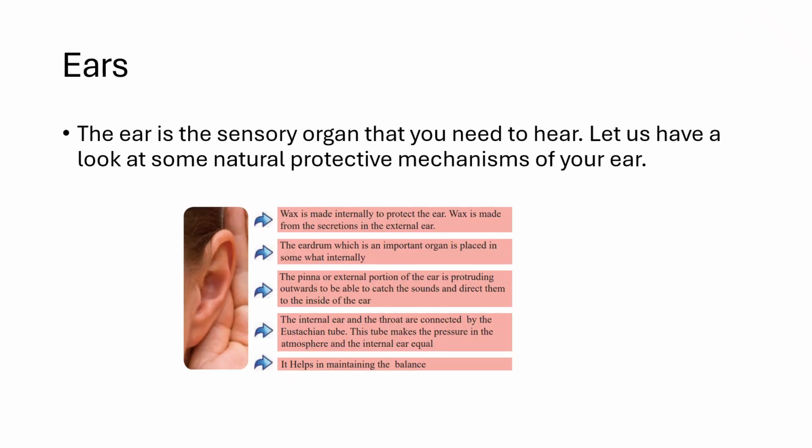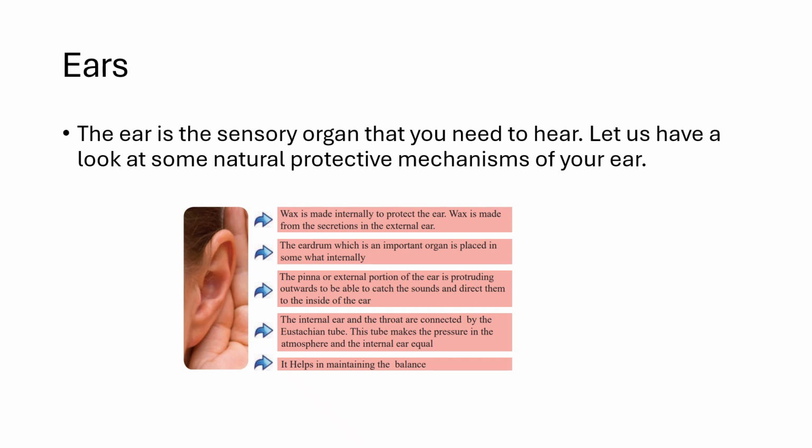Ears. The ear is the sensory organ that you need to hear. That rhymes. Anyway, let us have a look at some natural protective mechanisms of your ear. Wax is made internally to protect the ear. Wax is made from the secretions in the external ear.